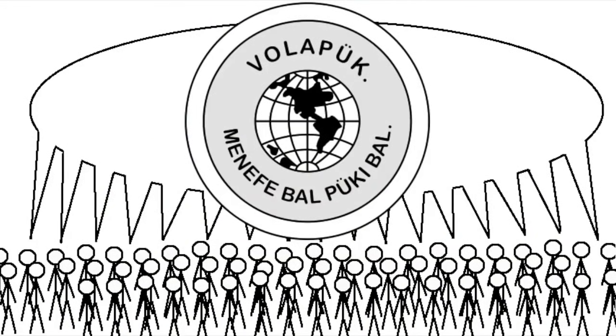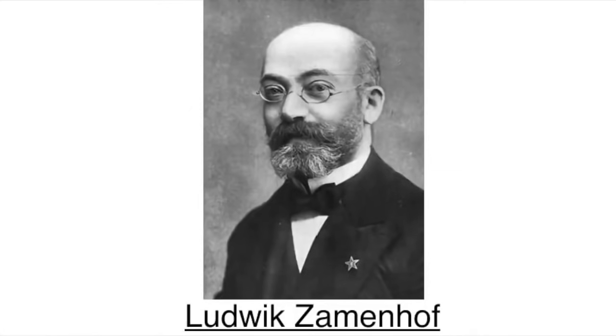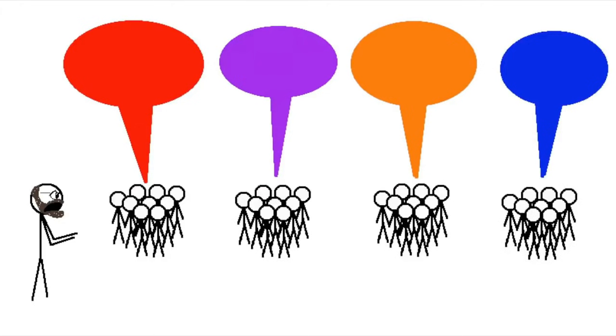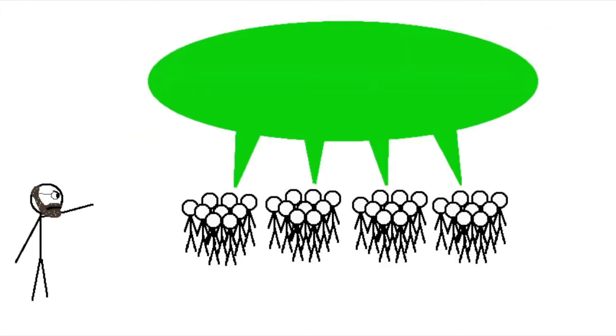It had been created around the time Volapük was just getting popular by a guy named Ludwig Zamenhof for basically the same reason as Volapük. Zamenhof had seen how different languages had divided the people of his hometown into Russians, Poles, Germans, and Jews, and he wanted to create a common language for everyone to speak.